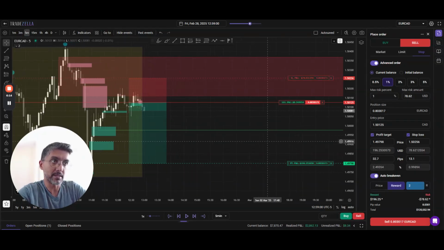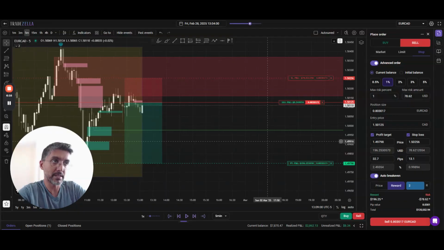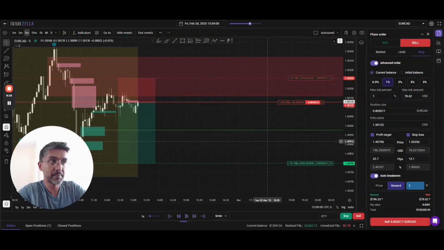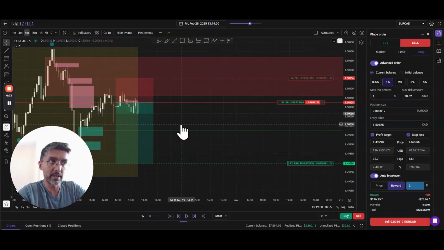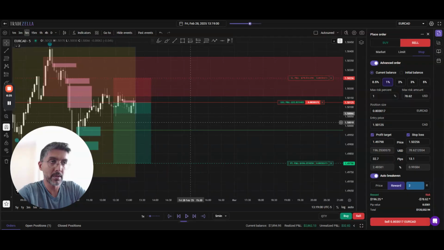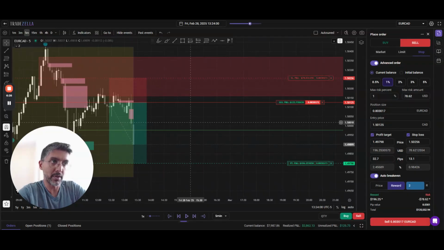We see sellers come in, we're in profit at this point. Buyers come in again and continue pressing, but there's the move. That's the move that we're looking for here, where sellers engulf 2 candles and we're off to the races. We've already hit our one take profit immediately.